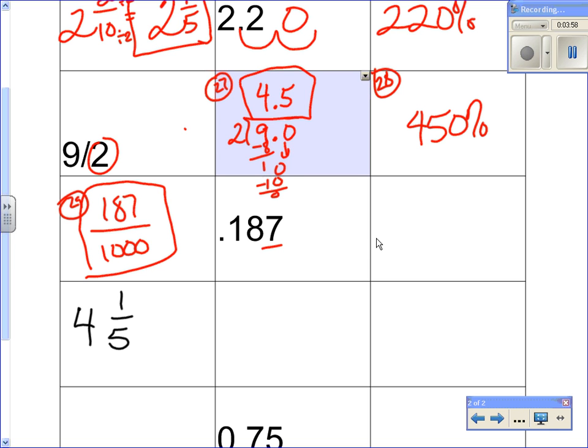And then to turn it into a percent, move the decimal over 1, 2 places, 18.7%, and that's box number 30.